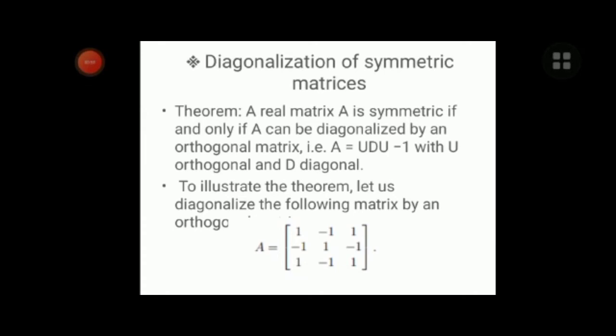To illustrate the theorem, let us diagonalize the following matrix by an orthogonal matrix. The matrix A equals [1, -1, 1; -1, 1, -1; 1, -1, 1].